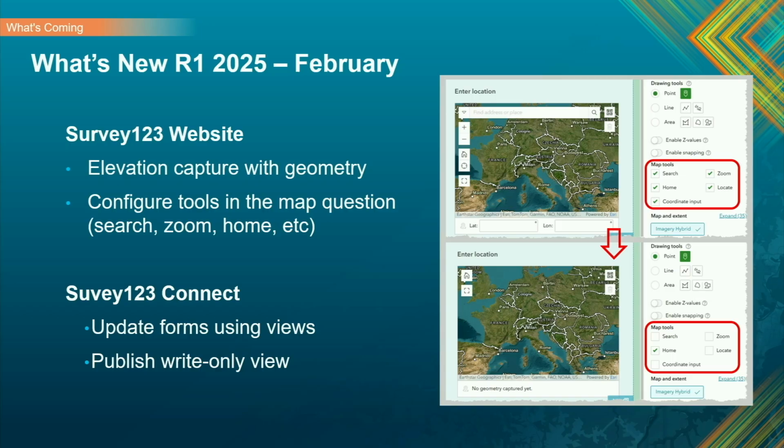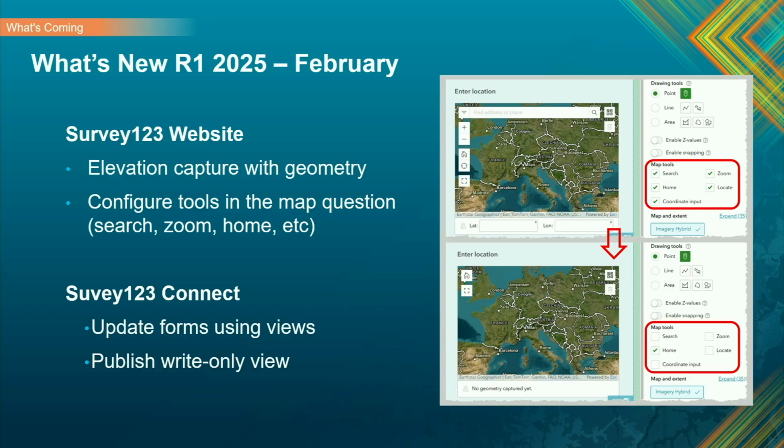On the Connect side, we now support working with feature layer views. So feature layer views allow you to have a feature layer that your data is going into, but you might want to have a specific view that you're going to enter data through, where data can only be submitted. No one can inspect or edit the data there. No one can query it. They can just submit data. We now support this, and by default, when you create a Survey123 survey in Connect, it creates that feature layer view for you.